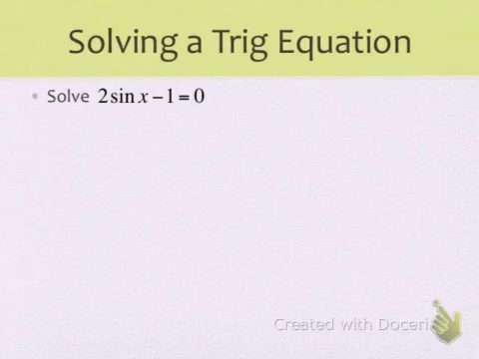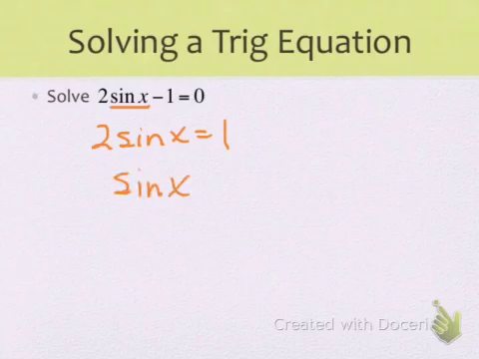Now, the way to start in this case, I hope, is going to seem pretty normal, where we need to get the sine of x isolated. In order to be able to solve for what the x should be, we need to get sine of x equal to some number. So in this case, we would start by adding the 1 to both sides. So we would get 2 sine of x equal to 1. And then we would divide both sides by 2 to end up with the sine of x equal to 1/2.